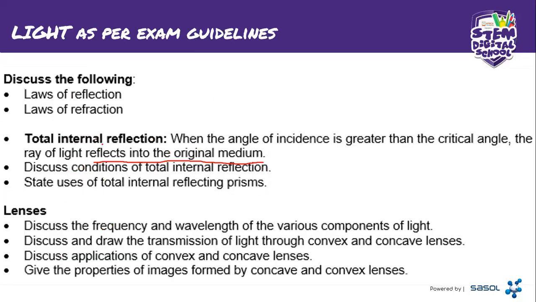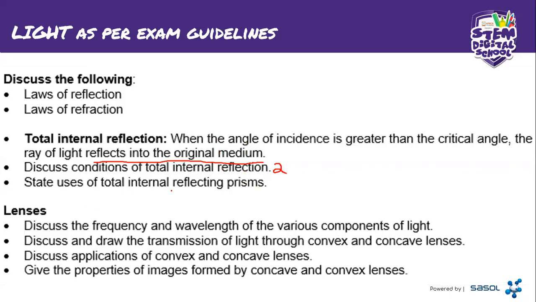And we must be able again to discuss the conditions of total internal reflection. And we know those conditions, we have 2 of them. Just a quick review: the angle of incidence must be greater than the critical angle. Then you will have total internal reflection. Secondly, the light must be coming from a more optically dense medium to a less optically dense medium. And I said to you, we will ask you these questions.